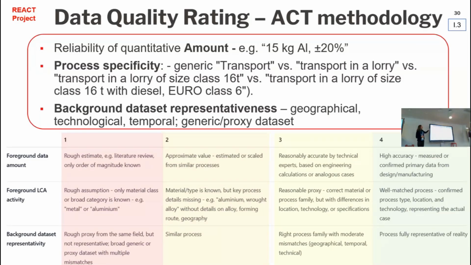So what we have come up with is a methodology which says the user has to give an estimate of how reliable the amount which I put in is. Do I know whether it's just a transport or it's transport with a specific vessel? And then also, did I find a data set which represents that well? Based on that, as we will see later in the guided tour of ACT, we can see if the results which we have produced are good enough to be interpreted or whether we have to do another iteration.